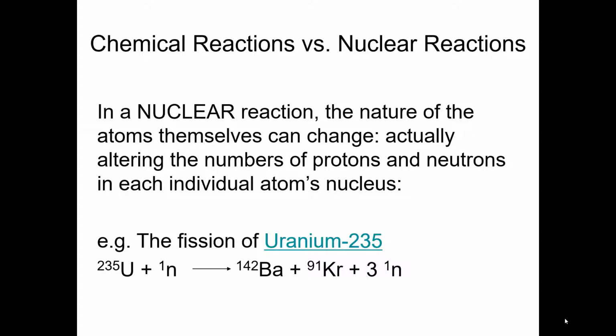Now in nuclear reactions though, the nature of the atoms themselves changes. The protons, neutrons, and electrons that you have present remain unchanged, but the protons and neutrons rearrange themselves to make new identities of elements. So for example, when uranium-235 undergoes fission, you start off with a uranium-235 nucleus and a neutron, but then the neutron bombards that uranium-235 nucleus, and then you end up with a barium nucleus, a krypton nucleus, and then 3 more neutrons at the end.